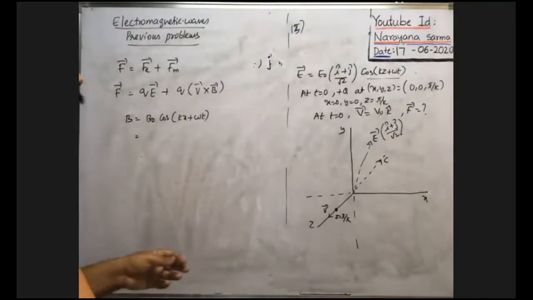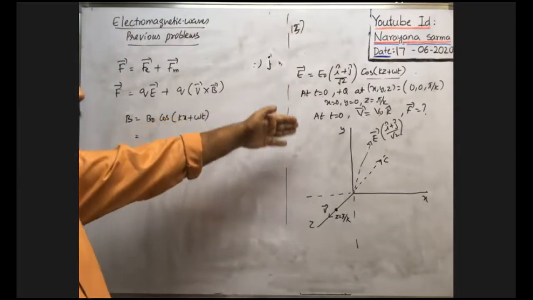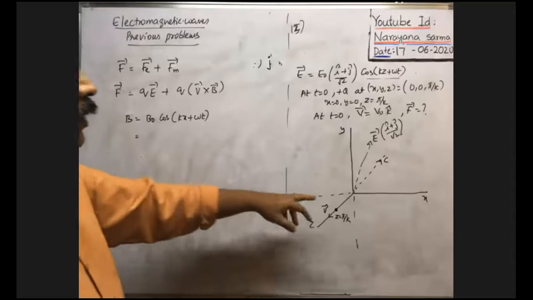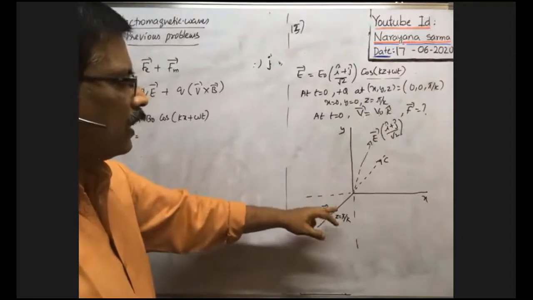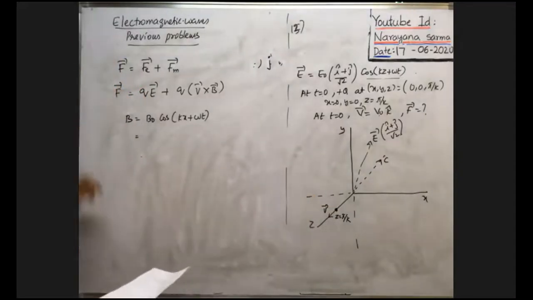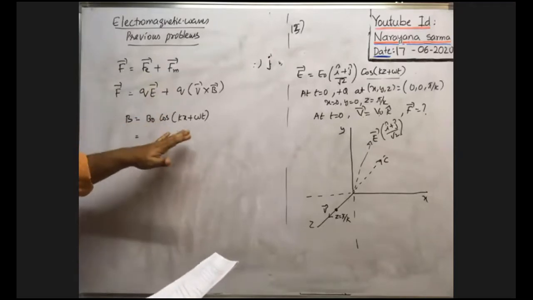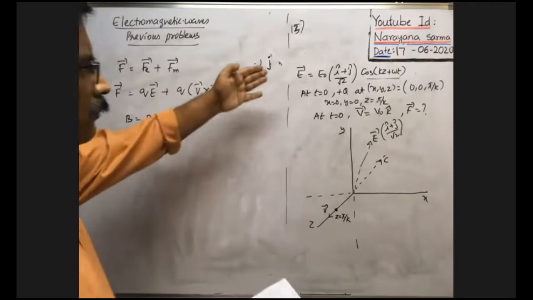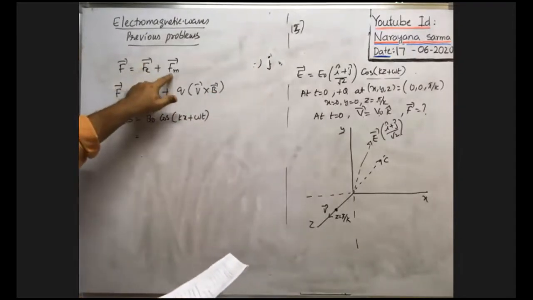So here the intensity of the electric field is given, acting along this direction as shown in the diagram, and the charged particle is kept on the z-axis at a distance pi by k, and the velocity of the charged particle is along the positive z direction. Now, what is the force acting on the charged particle due to the electromagnetic wave? They asked. In the electromagnetic wave, as the electric field is there and the magnetic field is also there, force due to the electric field and force due to the magnetic field both exist.